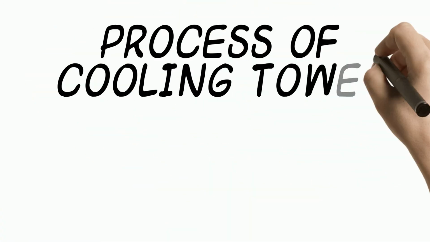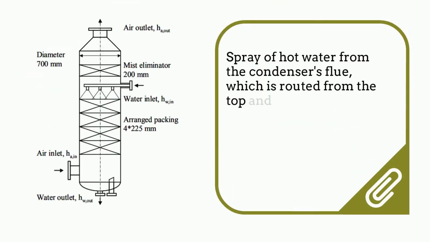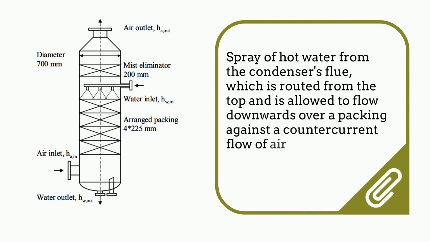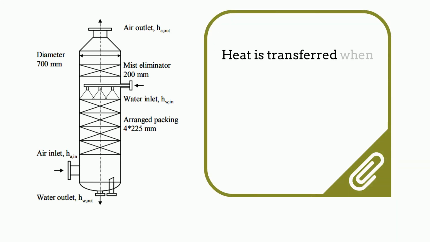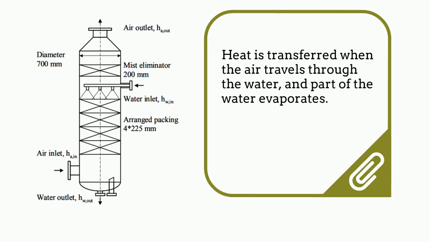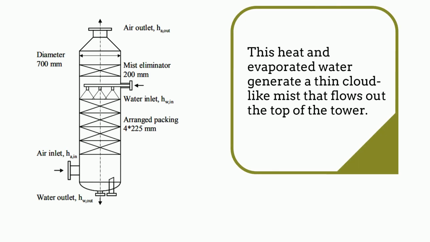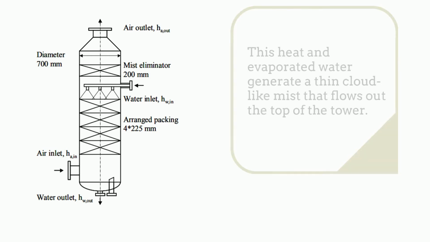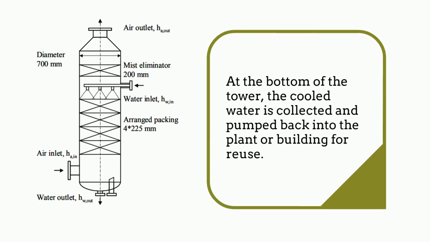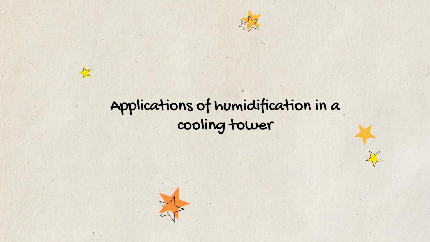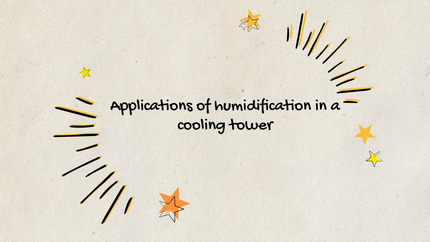So, the process of the cooling tower starts with a spray of hot water from the condenser's flue, which is routed from the top and is allowed to flow downwards over a packing against a countercurrent flow of air entering at the bottom. Heat is transferred when the air travels through the water and part of the water evaporates. This heat and evaporated water generate a thin cloud-like mist that flows out of the top of the tower. At the bottom of the tower, the cooled water is collected and pumped back into the plant or building for reuse. Now, let's talk about the applications of humidification in a cooling tower.